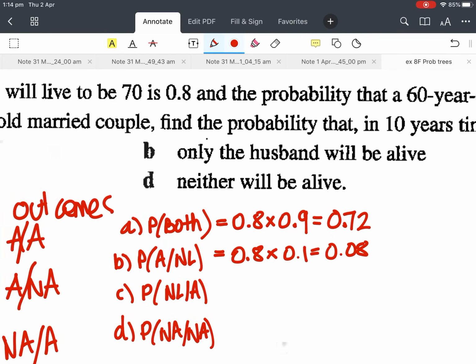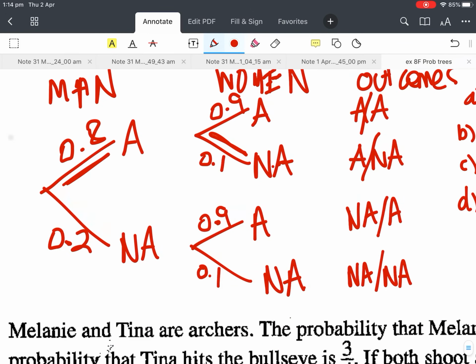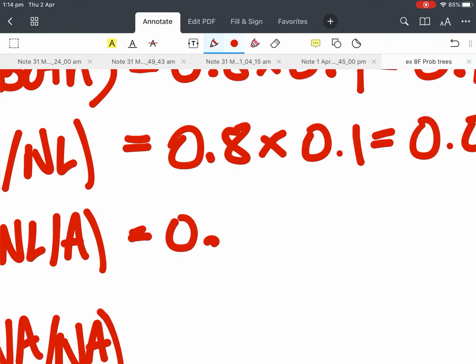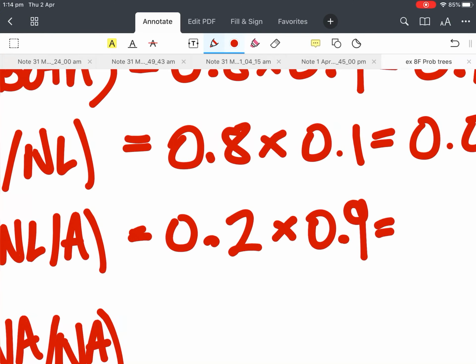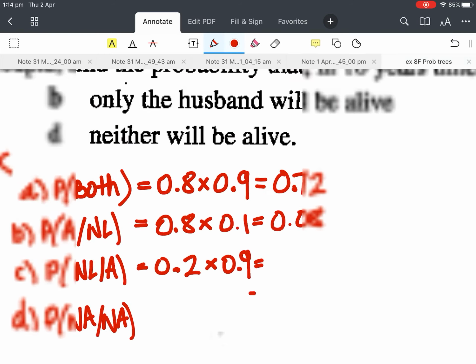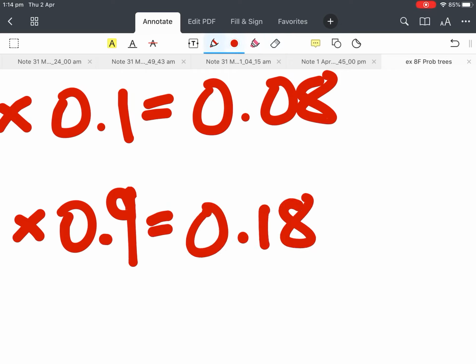All right, next one. Not alive, alive. So this time the man has not survived, unfortunately, but the woman has. So I have 0.2 and 0.9 this time. So let's do that. 0.2 for the man and 0.9 for the woman gives me an answer of 0.18.